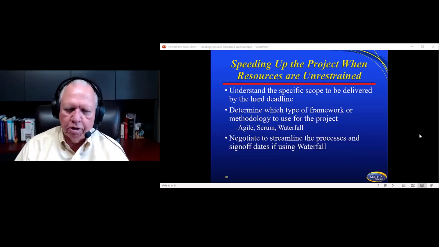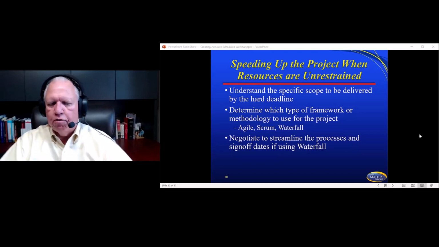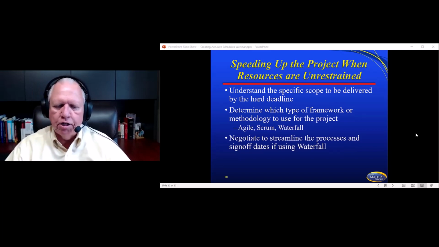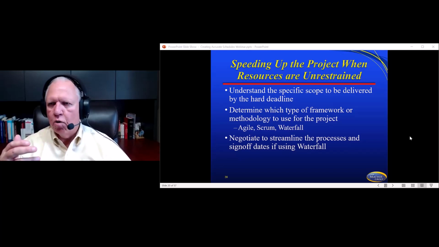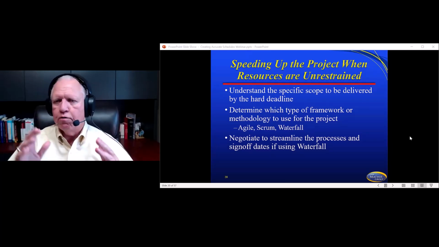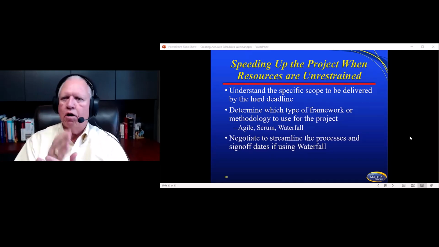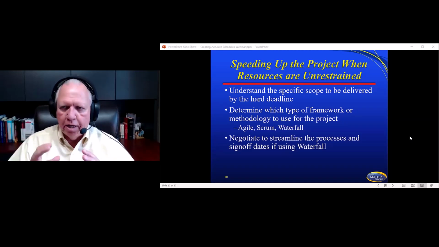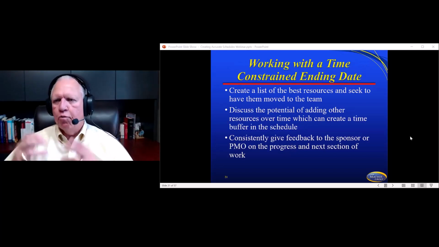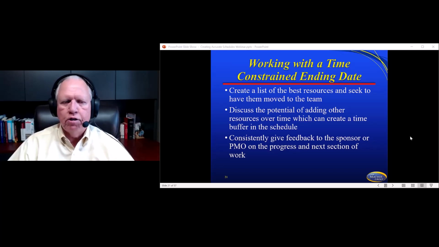Now, speeding up the project when the resources are unconstrained: understand the specific scope to be delivered by the hard deadline, and determine which type of framework or methodology to use for the project. Are we using Agile? Are we using Scrum? Are we using Waterfall? Because that will dictate. And then negotiate to streamline the processes and the sign-off dates if using Waterfall. Once again, we've got a process, we've got a methodology, and especially in Waterfall, you'll find some people that are just hard-nosed every piece of the way. But when there's a crisis happening with our projects, you find that people do negotiate and rework a lot of this. And so you might find yourself having to do pieces of this.